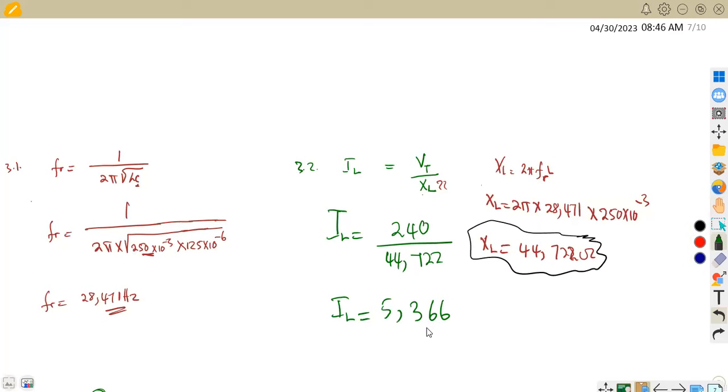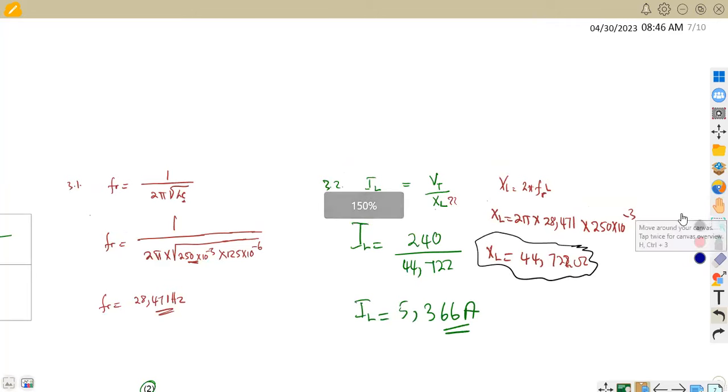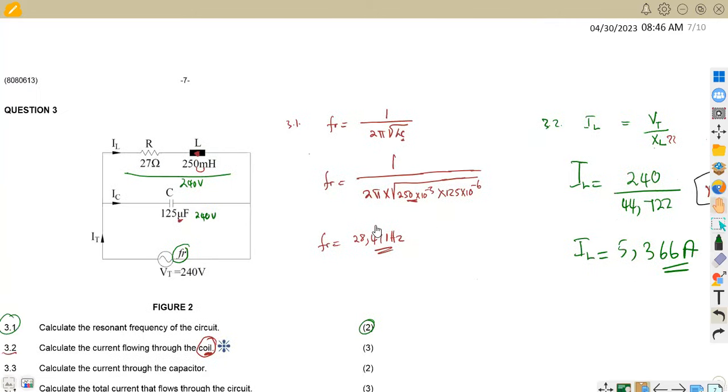So this is going to be 5.366 amps. So this is current that is measured in what? In amps. All right, so that is what we have in this case.